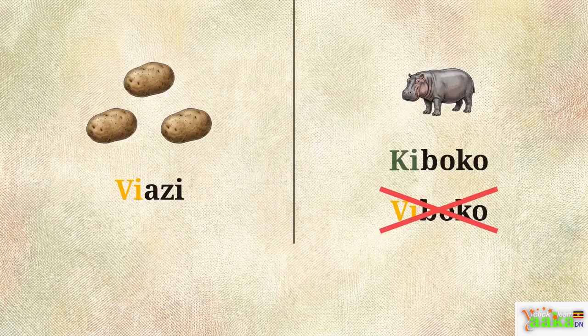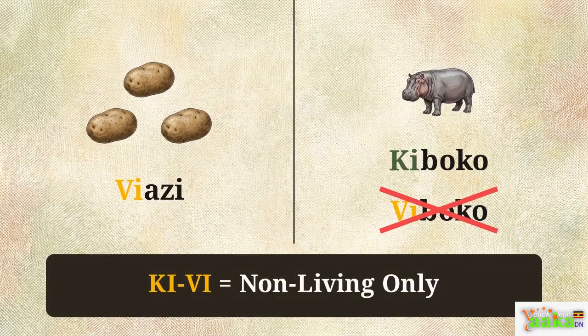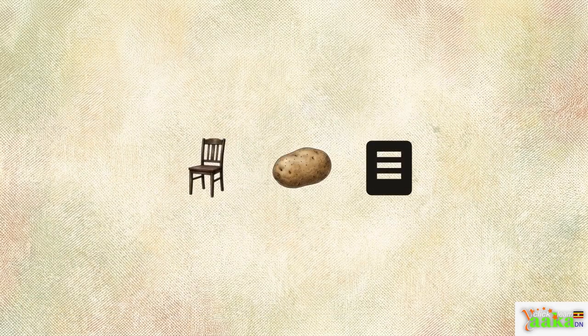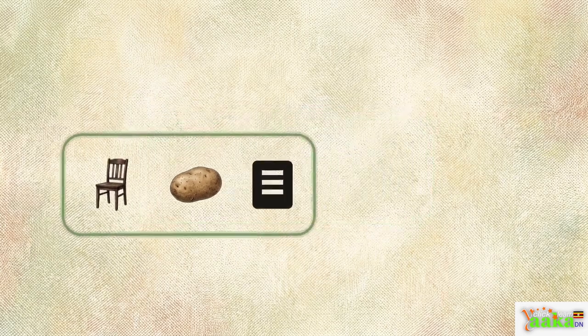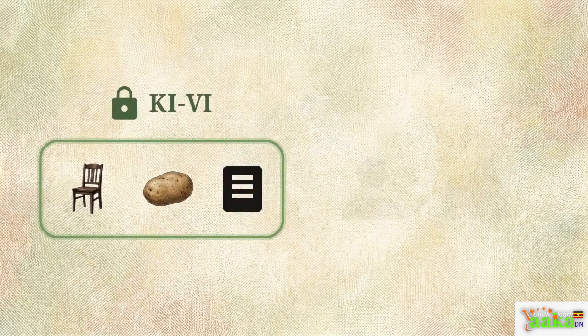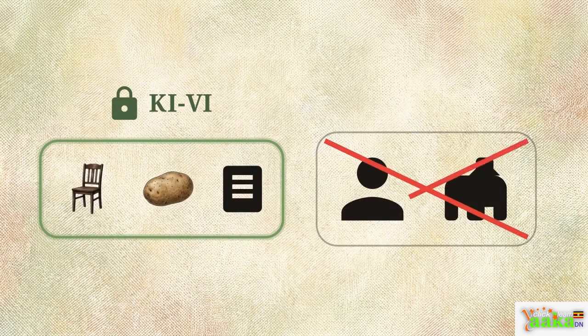It starts with ki, but watch out. You cannot apply the ki-vi rule to make it viboko. Kiswahili noun classes are strictly categorized by animacy. The ki-vi grammar rules apply entirely to inanimate, non-breathing things. Keep this rule locked to your potatoes, chairs, and food, and never apply it to people or animals.